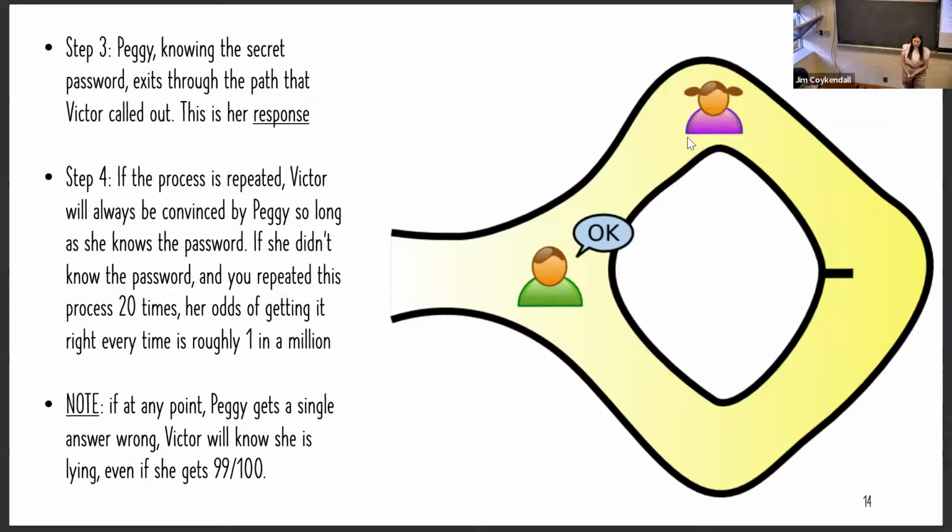And then another note, if at any point Peggy gets a single answer wrong, abort mission. She was lying. You have to get it right every single time. Even if it's 99 out of 100, it's not enough. You have to get it right 100 times out of 100.